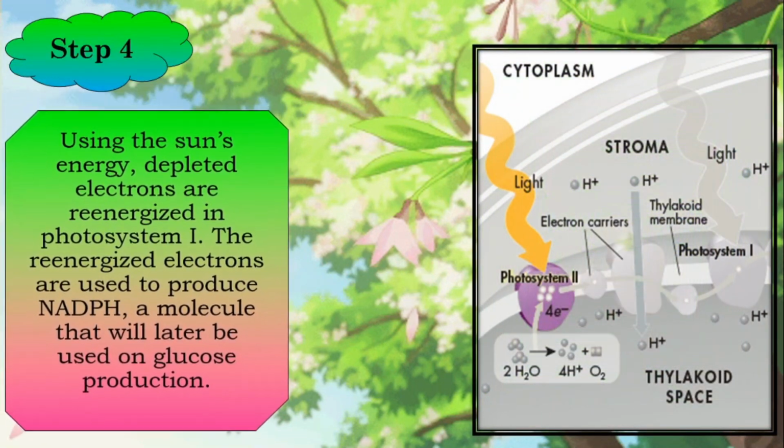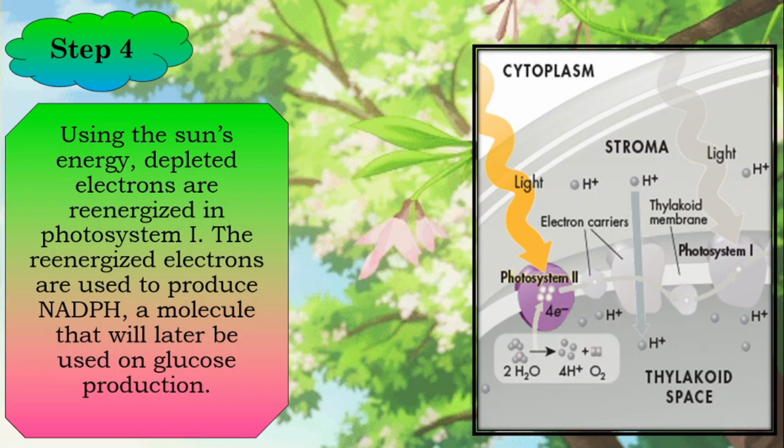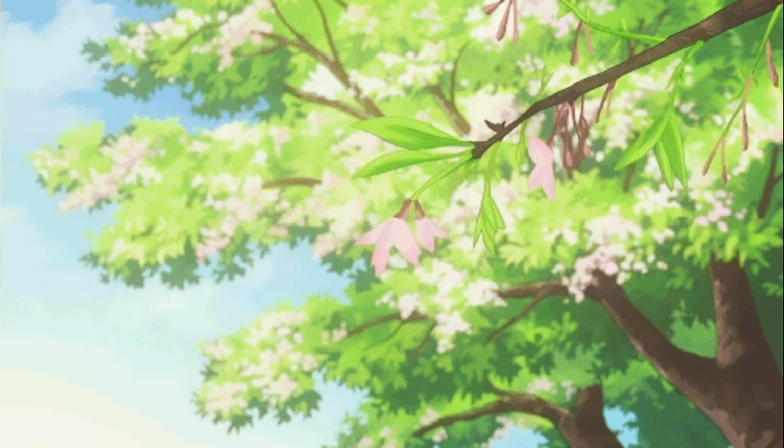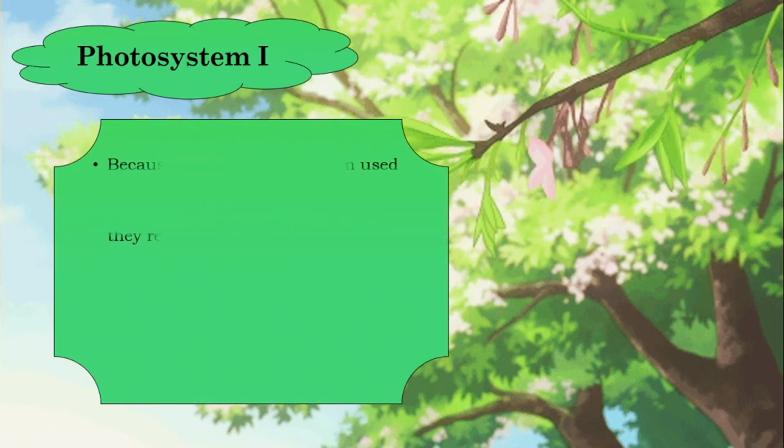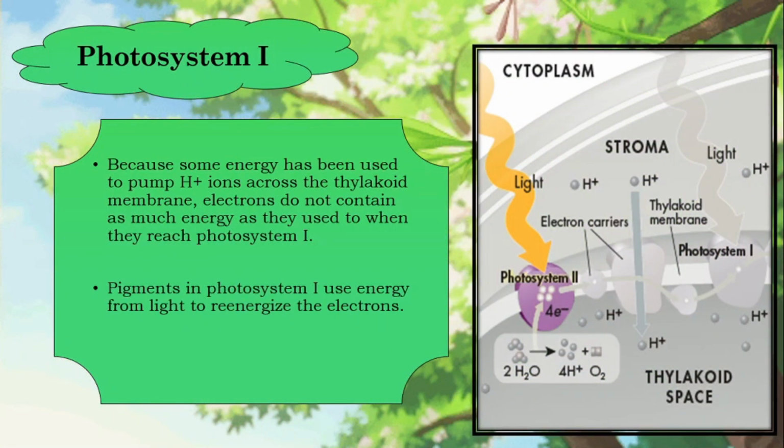Then, step 4. Using the sun's energy, depleted electrons are re-energized in photosystem 1. The re-energized electrons are used to produce NADPH, a molecule that will later be used in glucose production. Photosystem 1. Because some energy has been used to pump hydrogen ions across the thylakoid membrane, electrons now do not contain as much energy as they used to when they reach photosystem 1. Pigments in photosystem 1 use energy from the light to re-energize the electrons.